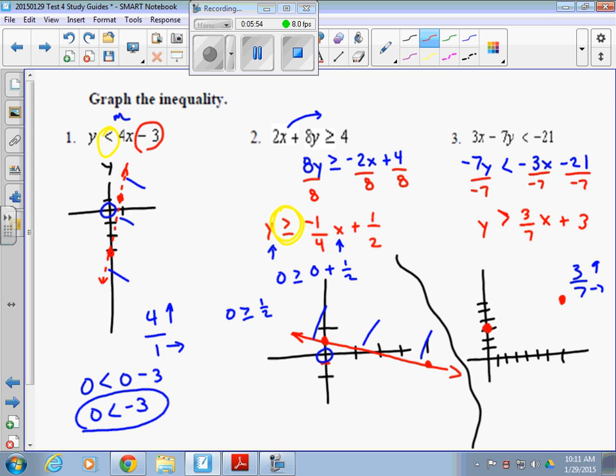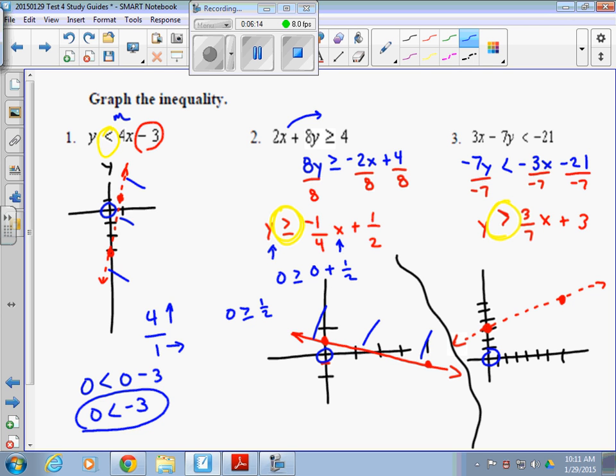This is not or equal to when you look at your inequality symbol. Therefore, you're creating a dashed line, or a broken line, through both of those points. And then we're going to shade based on the truth of 0, 0.